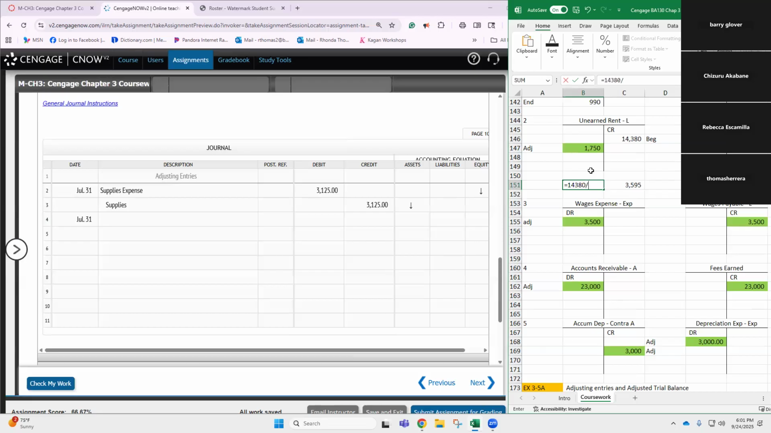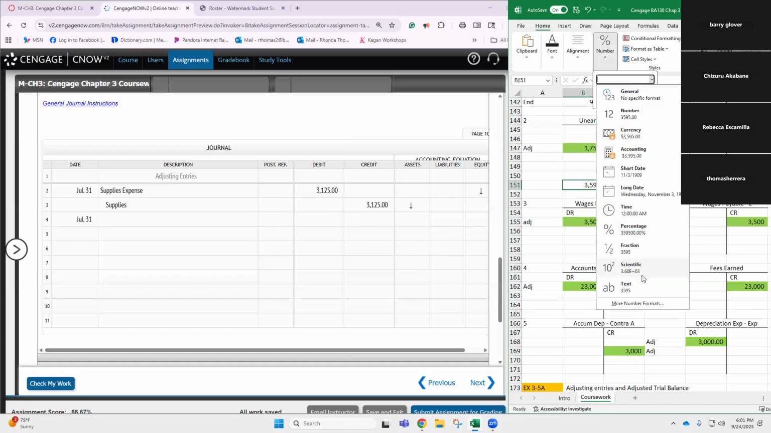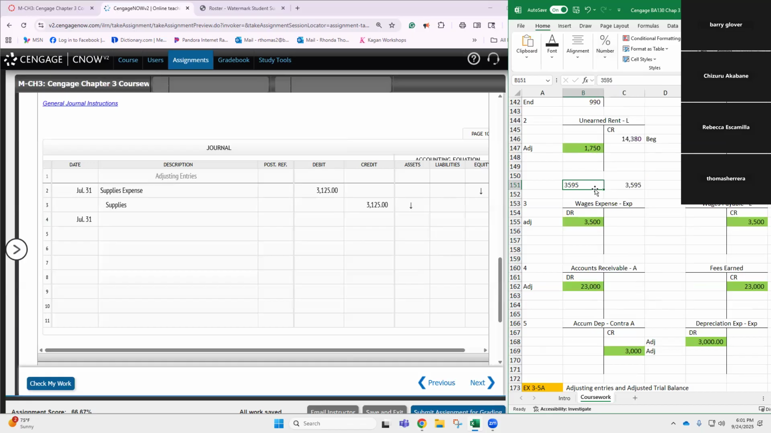14,380 divided by 4 months. Let me take out the equal sign. So it leaves that little, it didn't leave it there. Okay, I gotta change it to text. Hang on. It thinks it's a, all right, so now that I've changed it to text, let me try this one more time. 14,380 divided by 4. I just want that there so you can see that that is the amount. So here comes one amount of 1 month's worth.